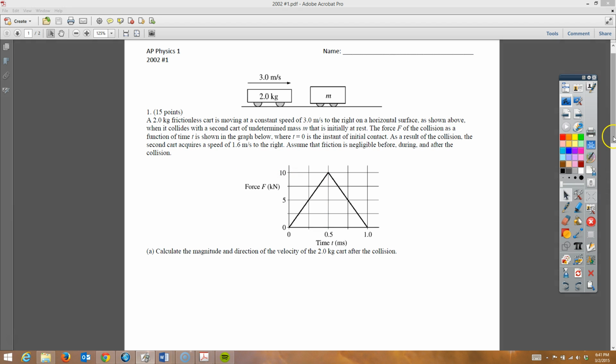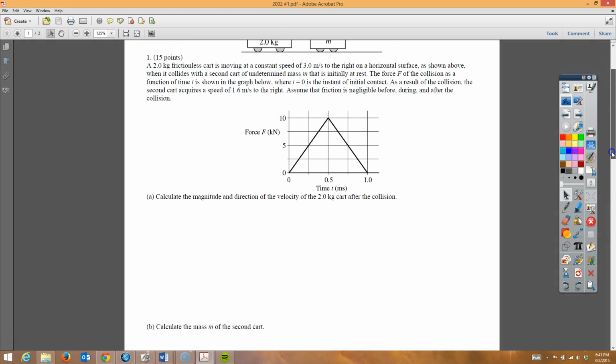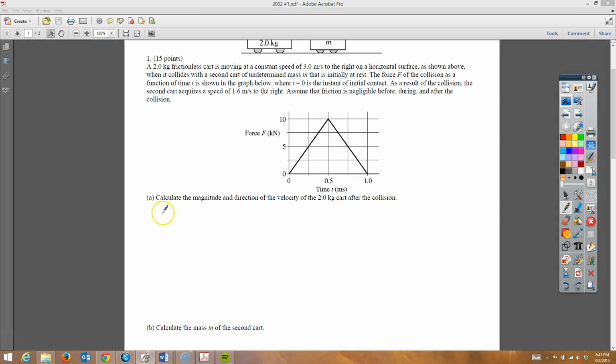The first thing we need to do is remember and state that impulse, J, is equal to the change in momentum. And I can find the change in momentum by taking the force and the change in time. So I use my maximum force, which is 10, and then I need to find the change in time. But we've got to be careful because this is not a right triangle. We actually need to find the area of the entire thing, so we need to find the area of each one of these triangles.